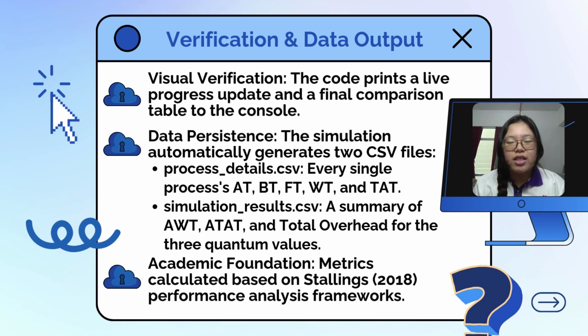The first file is a process detail file. This contains raw data for all 100 processes, including arrival times, burst times, finish times, waiting times, and turnaround times, all measured accurately in milliseconds. The second file is the simulation result file. This provides a high-level summary of the AWT, ATAT, and total overhead for the three tested quantum values.